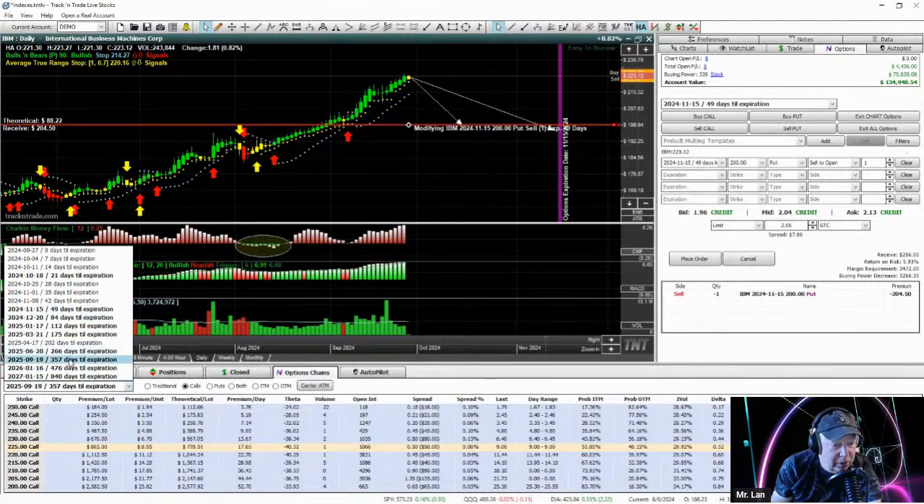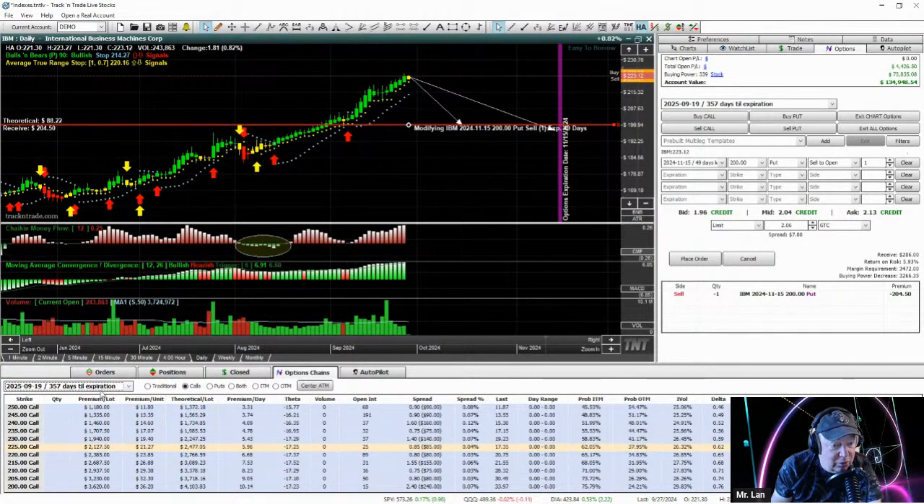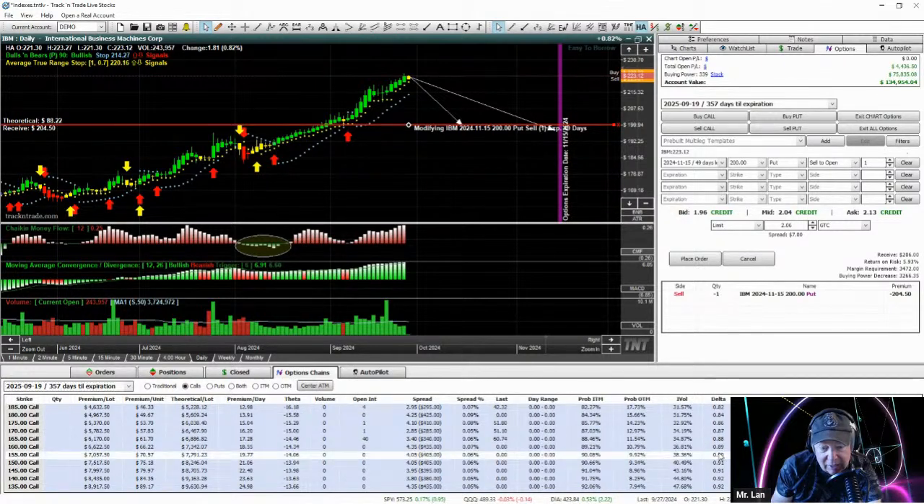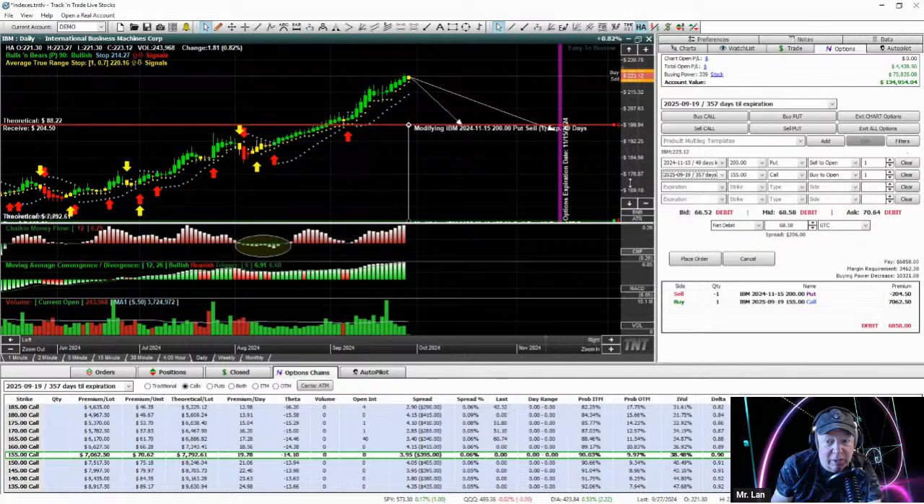If we went out to 357 days and we bought it deep in the money, let's go all the way down to a delta of 90. It cost us $7,000. So if we bought that one, that would be our LEAP.